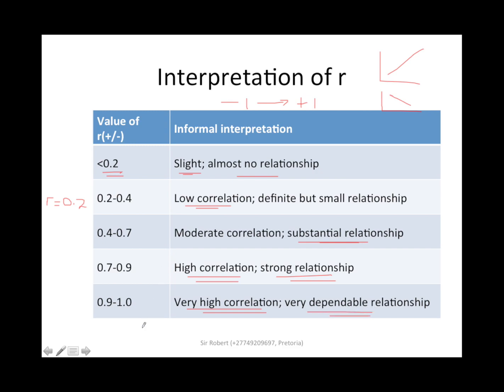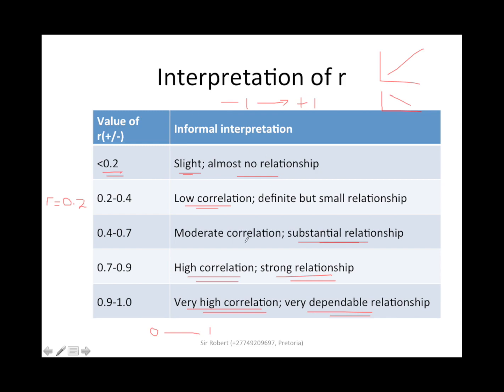So it means as the numbers are closer to 0, there is no relationship. At 1, there is a perfect relationship. So as R increases, the correlation increases. So that's how we interpret this. Sometimes in some exam questions, you will be asked to calculate the correlation coefficient. Then when you get the value, you are asked to interpret.